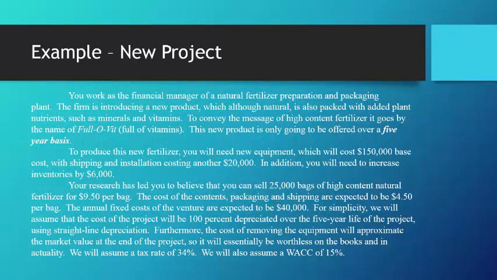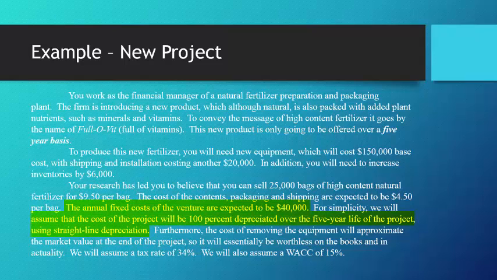This new product is only going to be offered over a 5-year period. To produce this new fertilizer, you'll need equipment that will cost $150,000, and you'll have to fork out $20,000 more just to install it. In addition, you're going to need to buy a whole bunch of inventory, $6,000 worth of crap. Your research has led you to believe that you can sell 25,000 bags of high-content natural fertilizer for $9.50 per bag per year. The cost of the contents, packaging, and shipping are expected to be $4.50 per bag. The annual fixed costs of the venture are expected to be $40,000.